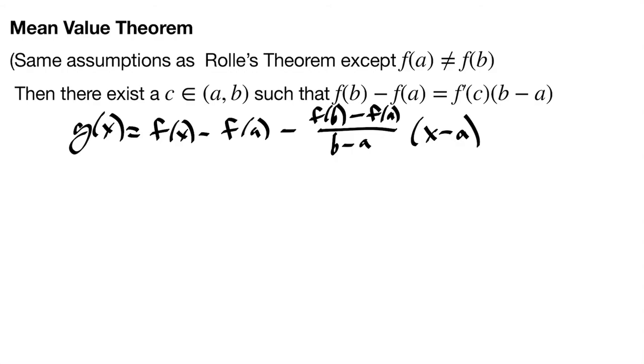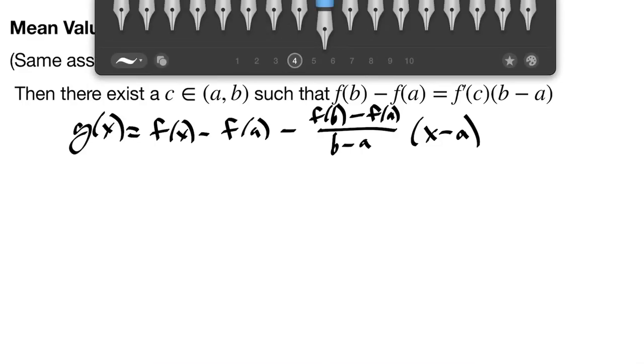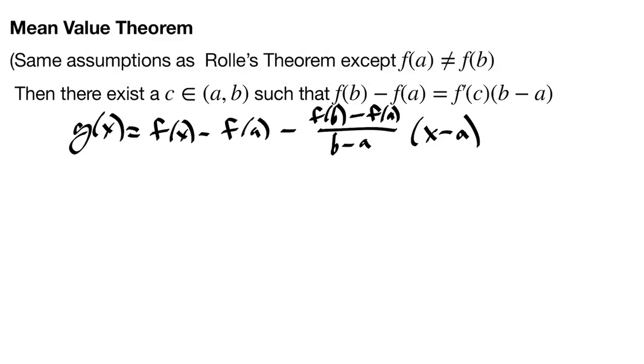times x minus a. Now this is just a function, but this function is obviously differentiable because f of x is differentiable, f of a is a constant, f of b minus f of a is a constant, and x minus a has a derivative. So we've just put together a bunch of things that have a derivative. So this is obviously differentiable and continuous. That means we can now start tackling the problem.